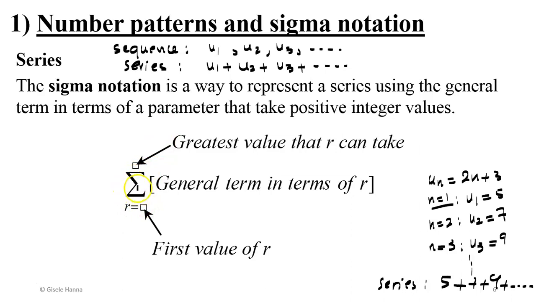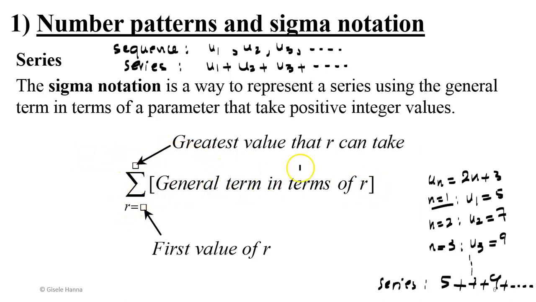Now, in order to represent this series using the sigma notation, as you can see here, the sigma is represented by the capital letter sigma of the Greek alphabet, which you can find here. And inside sigma, you would find the general term of the sequence. Now, over here it says in terms of r. However, over here I've written the general term in terms of n. Now, that is a parameter. You could name it whatever you like. If the general term here is in terms of n, then the values of the parameter would be in terms of n as well.